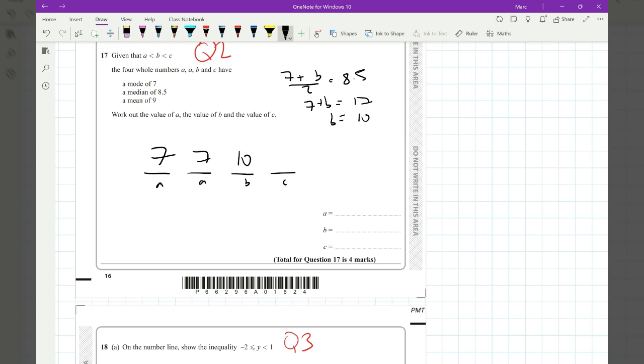Okay, last bit, the mean is 9. So 9 times those four numbers gives us 36, meaning that these numbers all need to have a sum of 36. 7 plus 7 plus 10 is equal to 24. 36 subtract 24 gives us 12. And therefore C is 12.